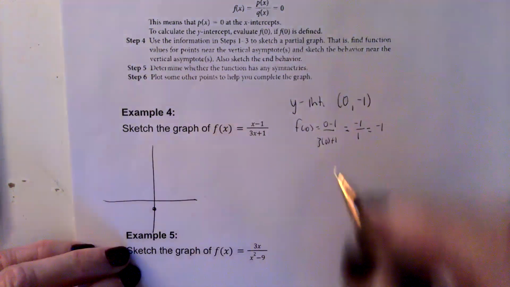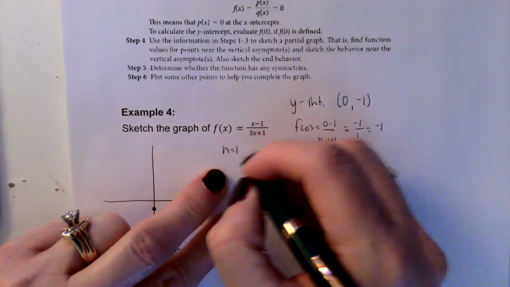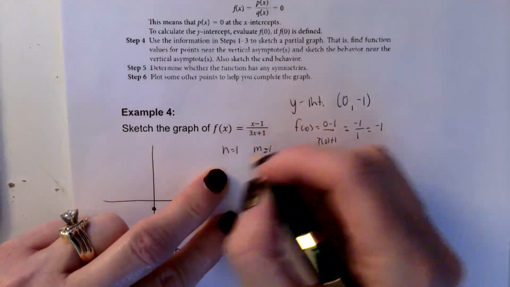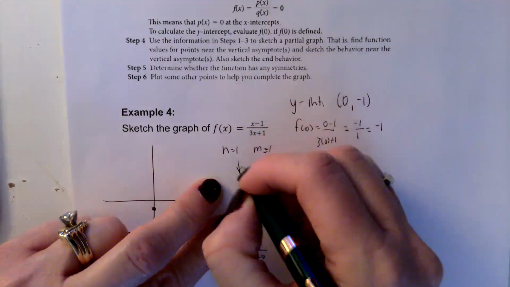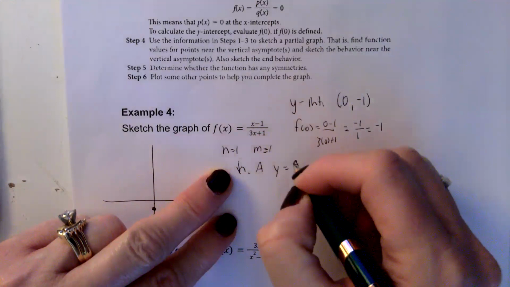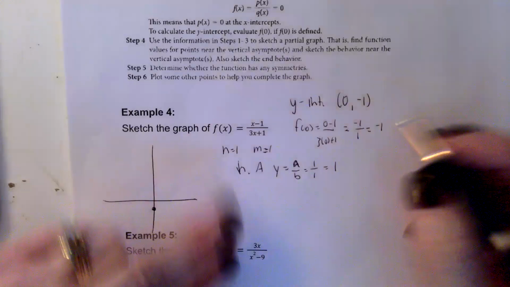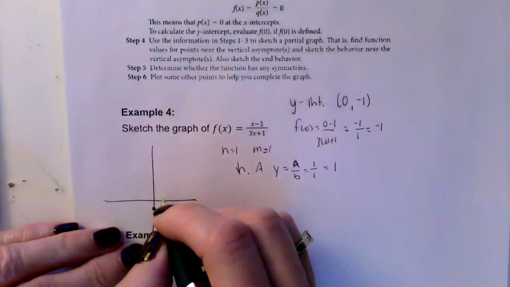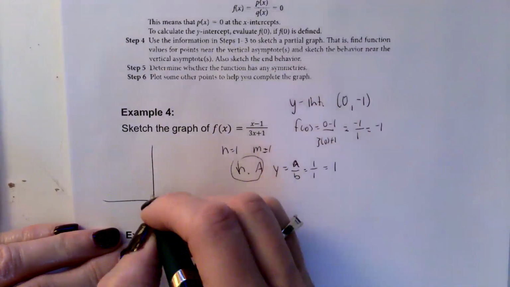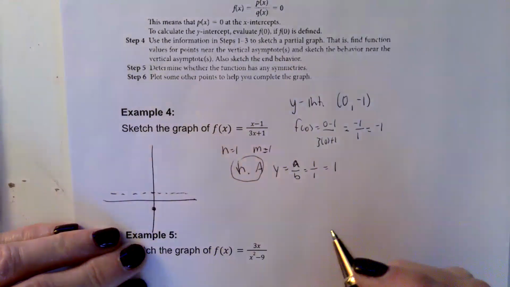Okay. And then we can see that n is equal to 1 and m is equal to 1. So that means because they're equal, then we have a horizontal asymptote at y equal to a over b, which in this case is just 1 over 1 or 1. So we have a horizontal asymptote at y equal to 1. So I'm going to draw that there.